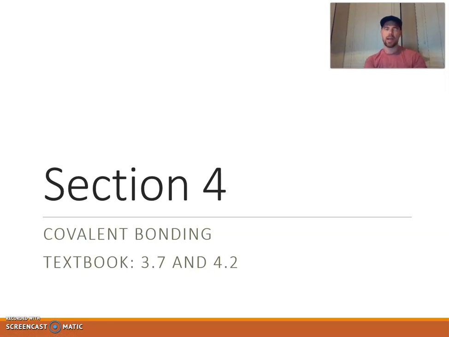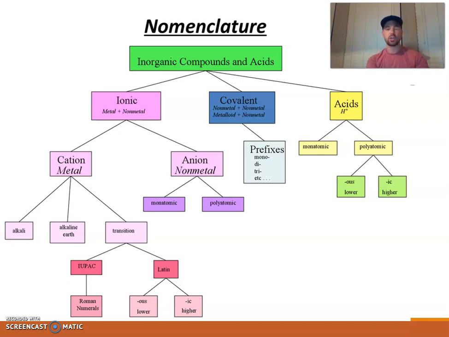Alright, welcome back. We're now into section 4. We've talked about ionic compounds and how to name and write them. Now we're going to move on to covalent compounds. If we take a look at our little map here, we can see that all of the stuff in the pink on the left side, we covered in the last few videos. Now we move on to covalent compounds.